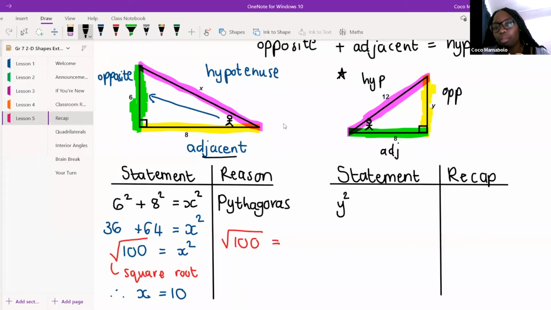Yes, y squared plus, what is my adjacent side? 8 squared. Excellent. 8 squared is equal to, what is my hypotenuse side? 12 squared. Excellent. Couldn't have said it better myself. What is my reason, Karabo?